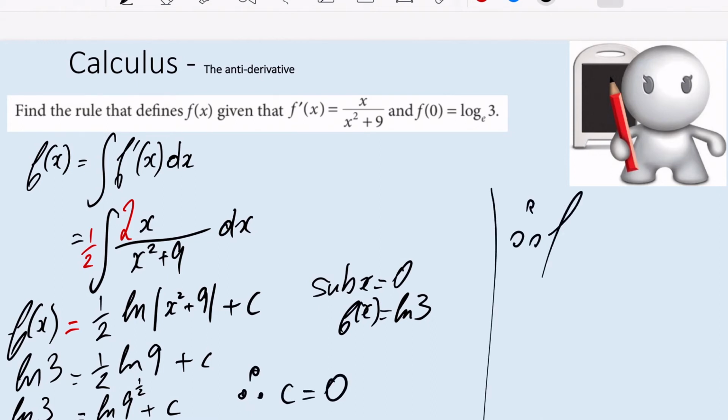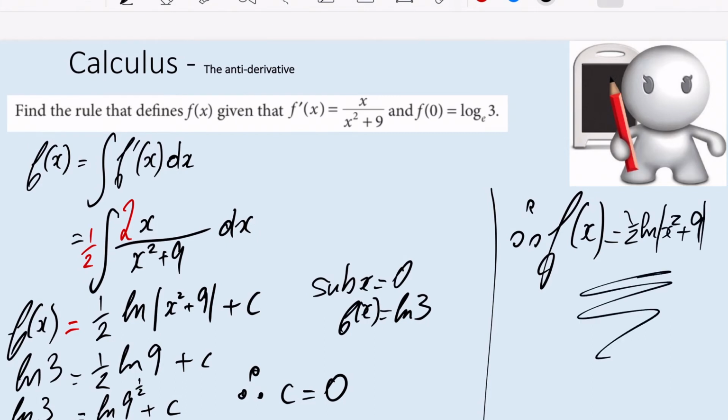So therefore my final answer, f of x, equals half the log of the absolute value of x squared plus 9. Okay, here we go.